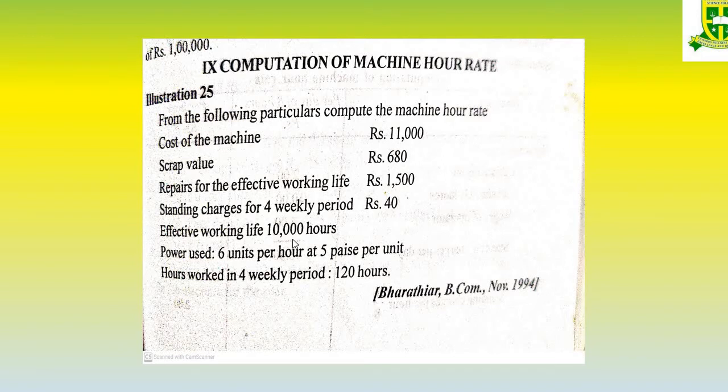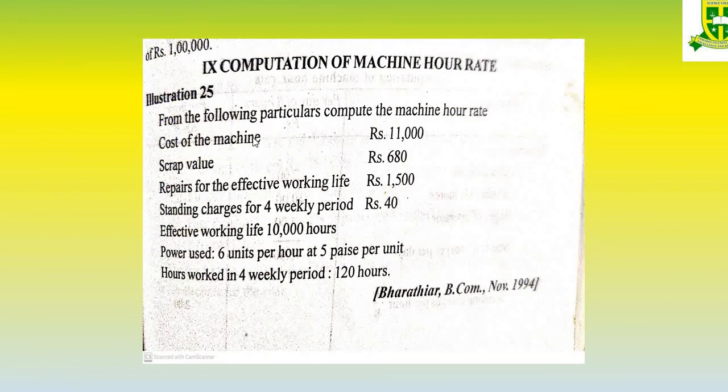Effective working life means for how many hours we are using the machinery for the whole period, that is 10,000 hours. And the power used is 6 units per hour, 5 paisa per unit. Directly they have given this in the question. And hours worked in a 4-week period, that is 4 weeks per month, how many hours we are using the machinery, is 120 hours.